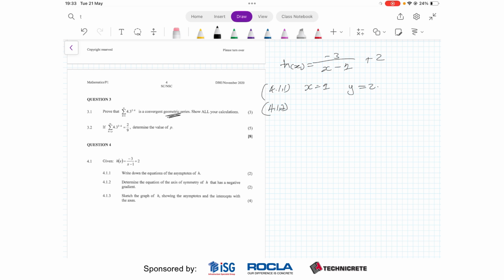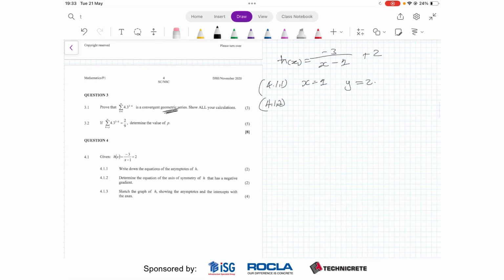4.1.2, determine the equation of the axis of symmetry of h that has a negative gradient. Okay, now we know that our equation of the axis of symmetry will have y being equal to mx plus c. Now, because we know that this is an axis of symmetry, our gradient will be equal to minus 1, right? Because it's an axis of symmetry that has a negative gradient, which is why our gradient is negative. But always remember that an axis of symmetry has a gradient of 1.